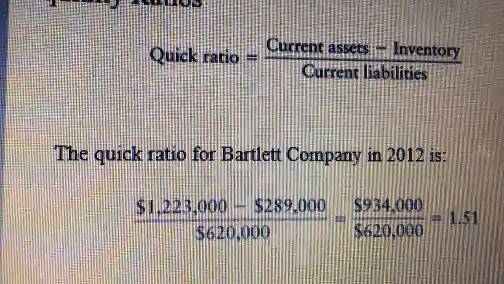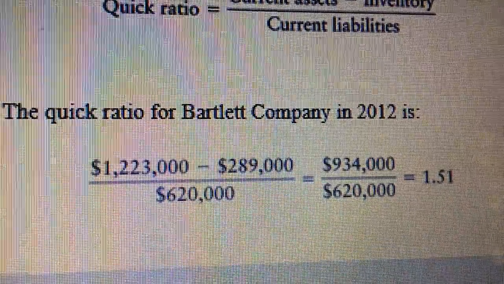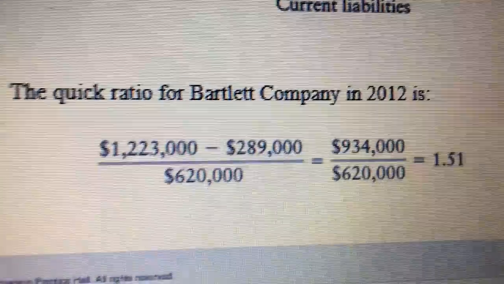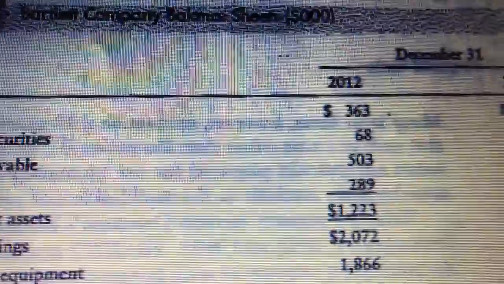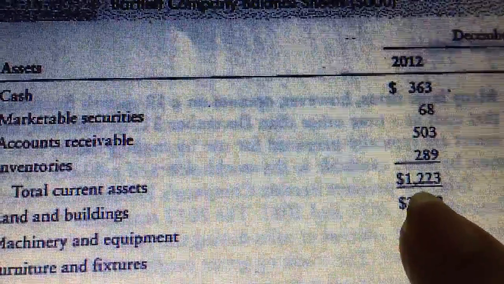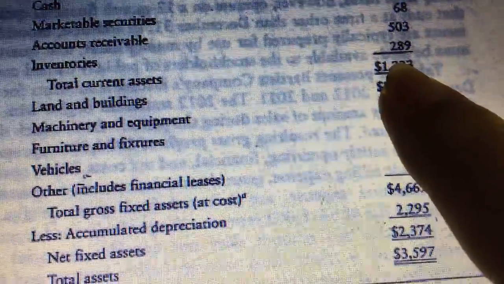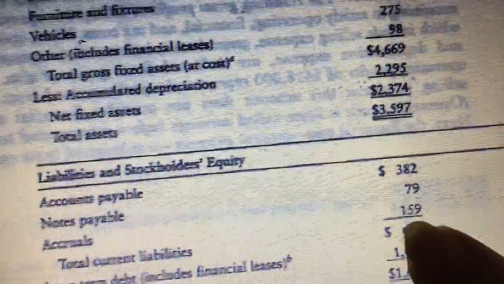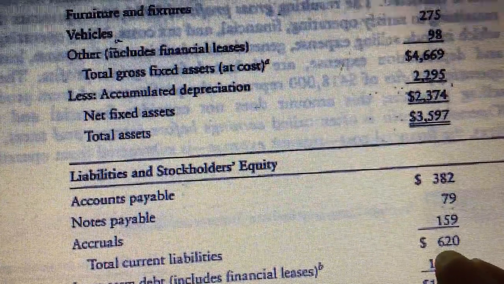So for Bartlett, we can look on the slides, but if you go and take a look at it, leaving off the zeros, what you have here is the 289 represents the inventory amount. Okay, so let's take a look where you got that from. Come up here to your set of financial statements, and the 289 came from right here. So what you did was to take your 1223 current assets minus 289, and that's going to be divided by 620. Okay, so that's where they got their numbers there.